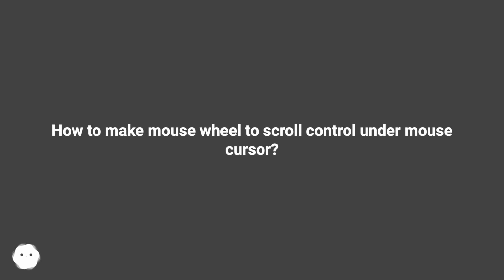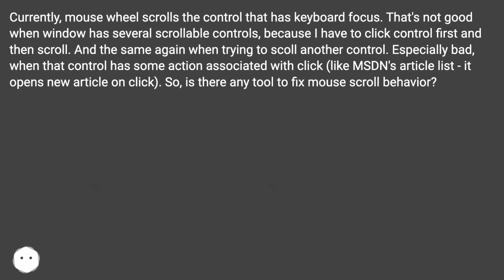How to make the mouse wheel scroll the control under the mouse cursor. Currently, the mouse wheel scrolls the control that has keyboard focus. That's not good when a window has several scrollable controls, because I have to click a control first and then scroll. And the same again when trying to scroll another control.